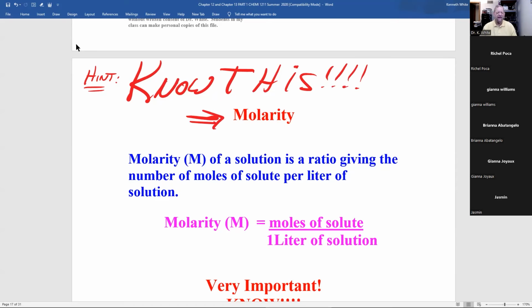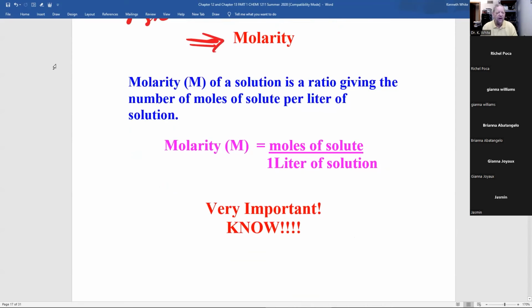What is molarity? I'll never ask for a definition of molarity in terms of words, but molarity, which is abbreviated by capital M, is a ratio giving the number of moles, you know what a mole is, of solute per liter of solution. Molarity is moles of solute per 1 liter of solution. Wow, I even typed this on the slide. Very important. And this is for quiz 4.